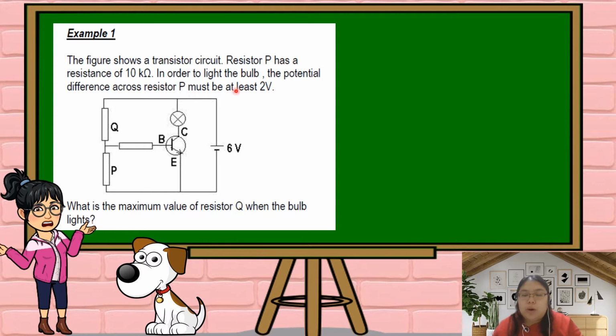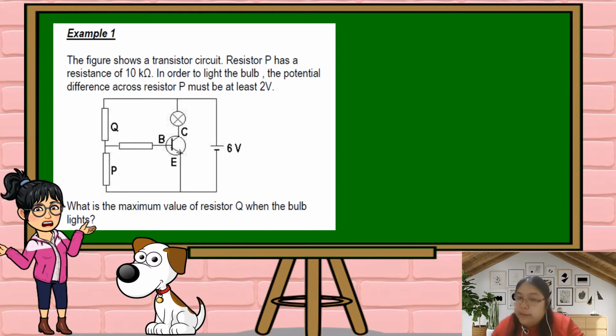In order to light up the bulb, at least the potential difference passing through P is 2 volt. So just 1 volt also cannot light it up. Okay, if P is 2 volt, so understood the Q is 4 volt if you want to light up the bulb. So from here they ask you what is the maximum value of the resistor Q when the bulb lights up. So they just want to find the R1.